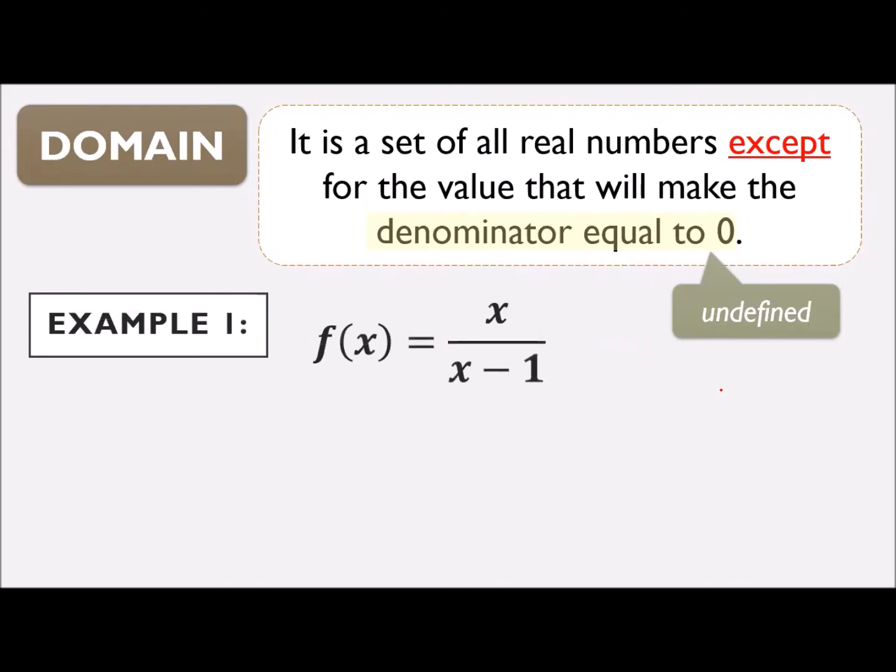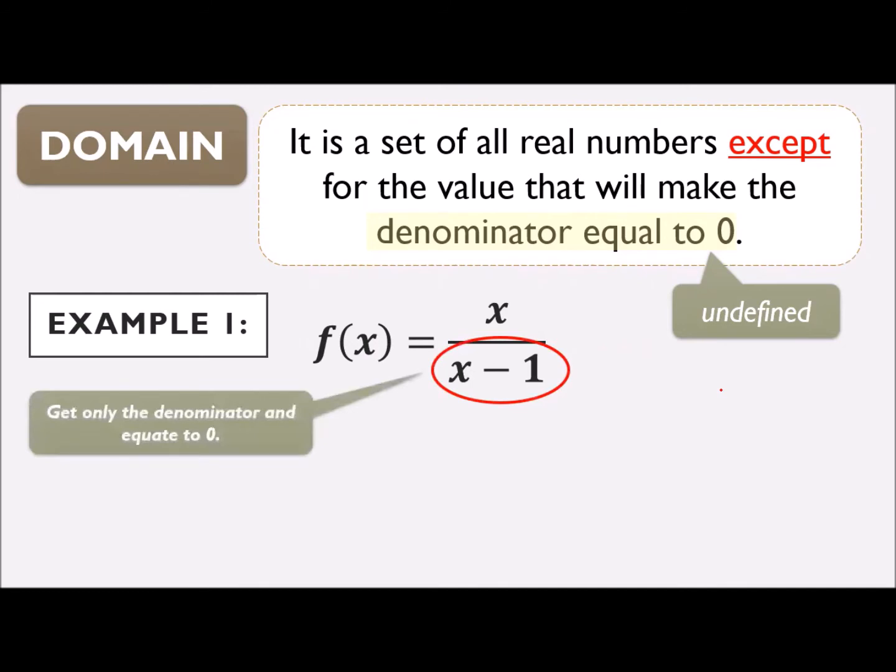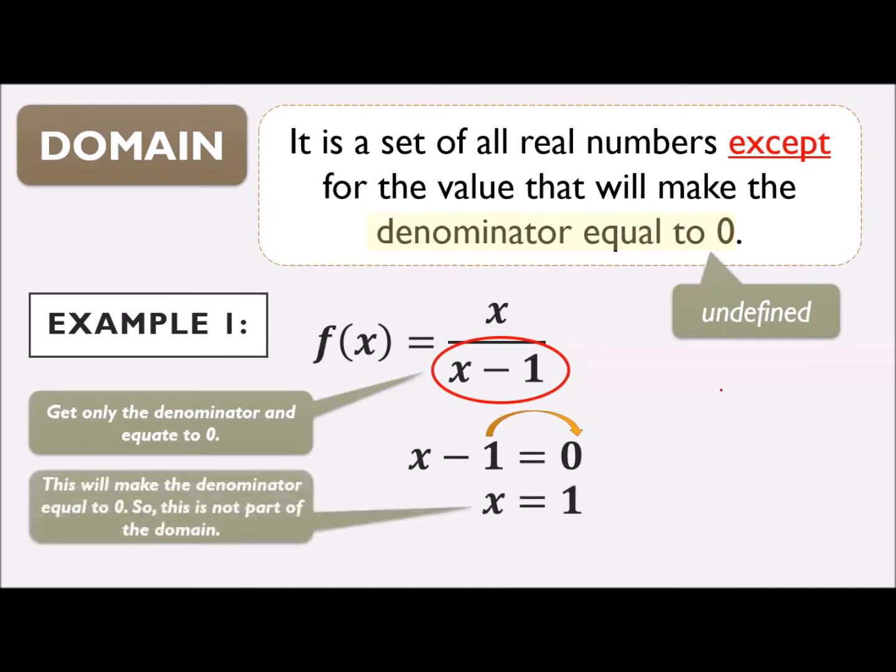Example number 1, f of x is equal to x over x minus 1. So the first thing here is, we need to get the denominator kasi yan yung crucial. Yan kasi yung pwedeng maging undefined. Get it and then equate it to 0. And then find the value of x. Okay, so yung shortcut, transpose lang or yung addition property of equality, mag-add ka lang on 1 on both sides. So magiging x is equal to 1.